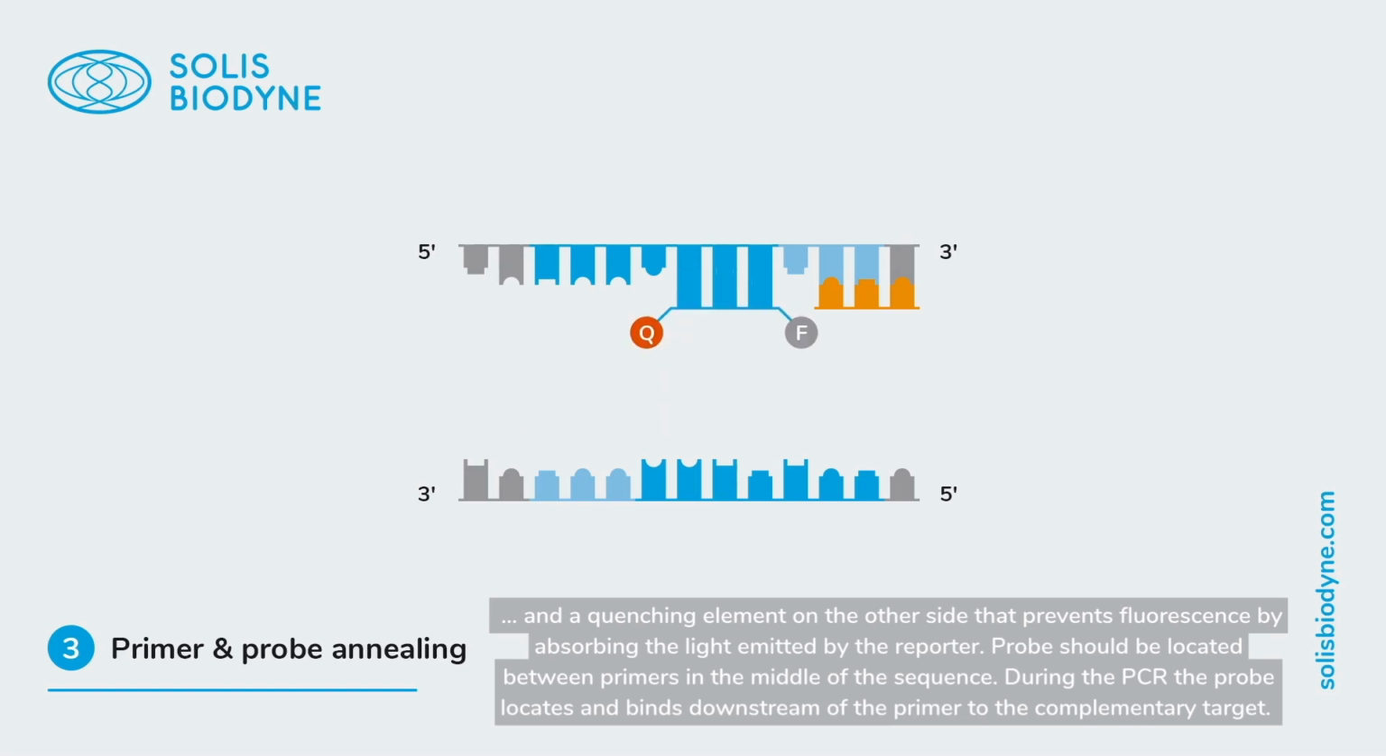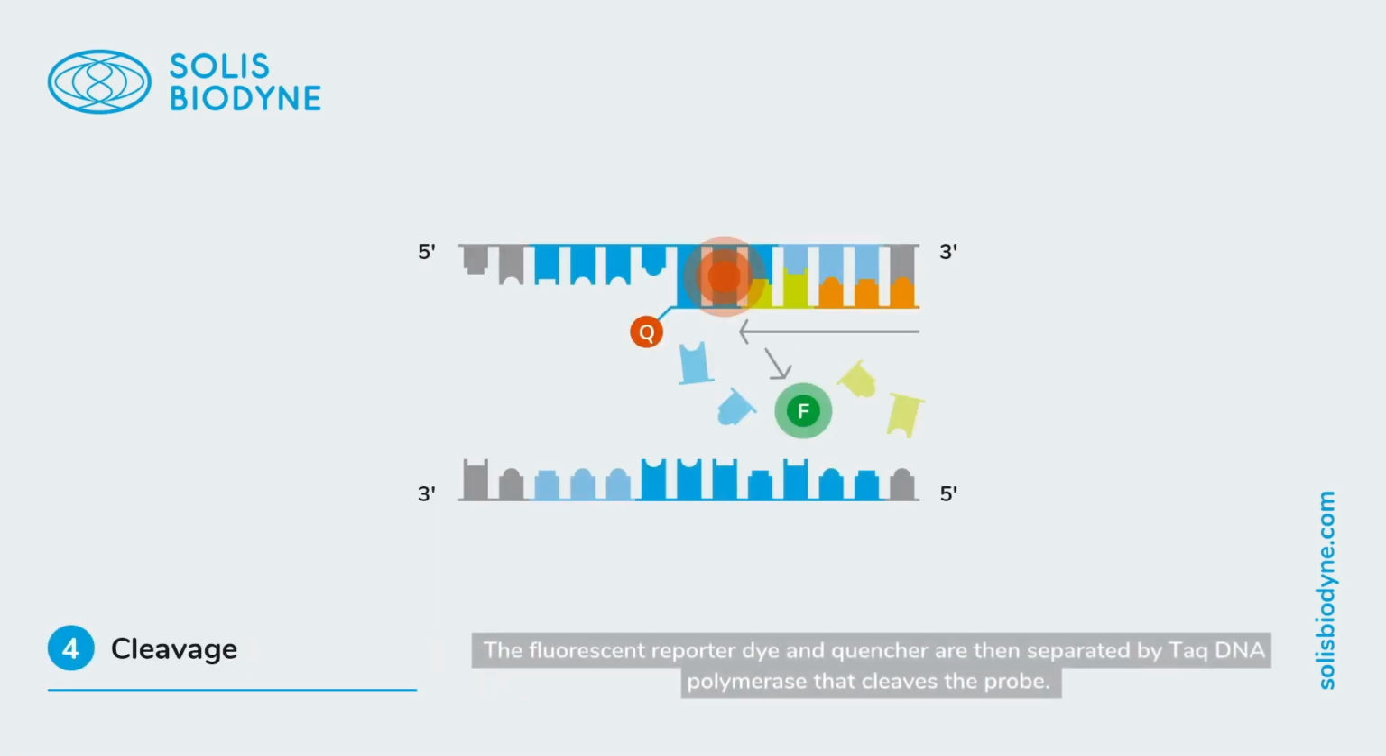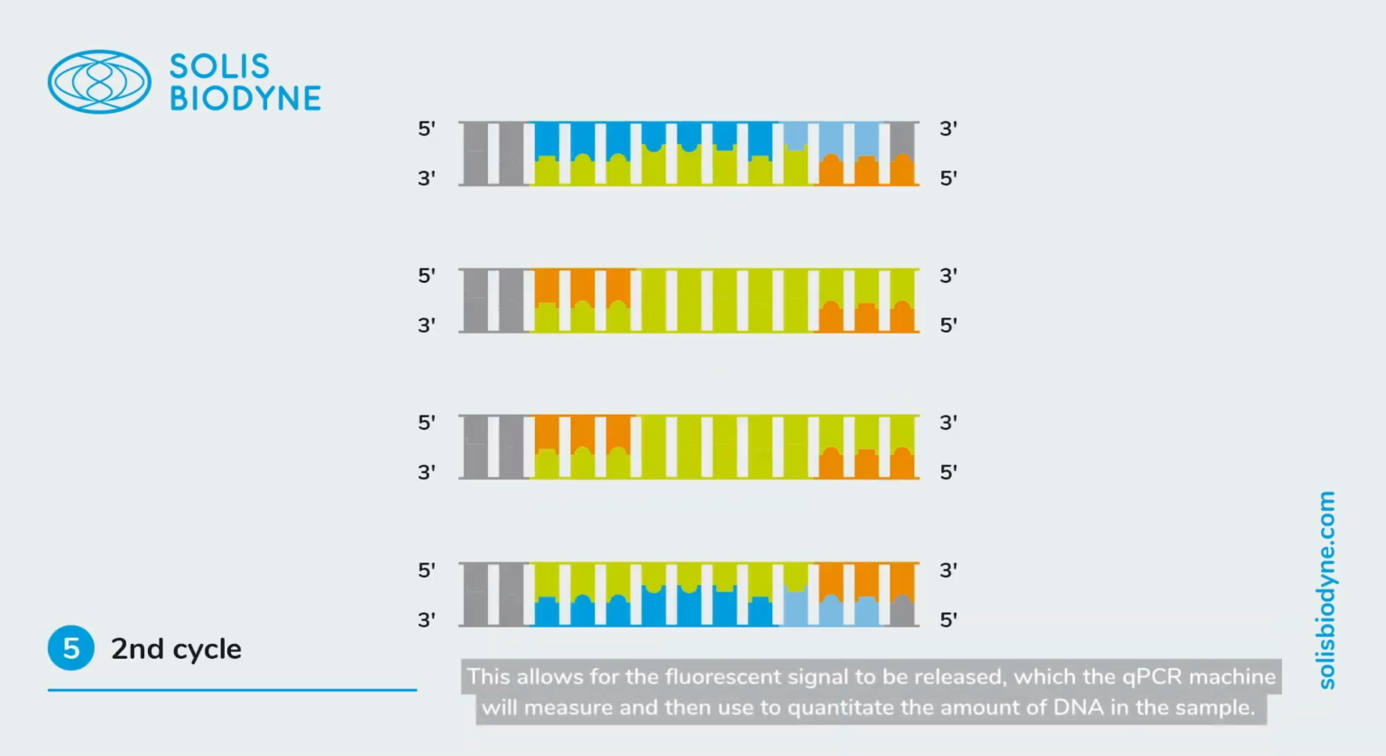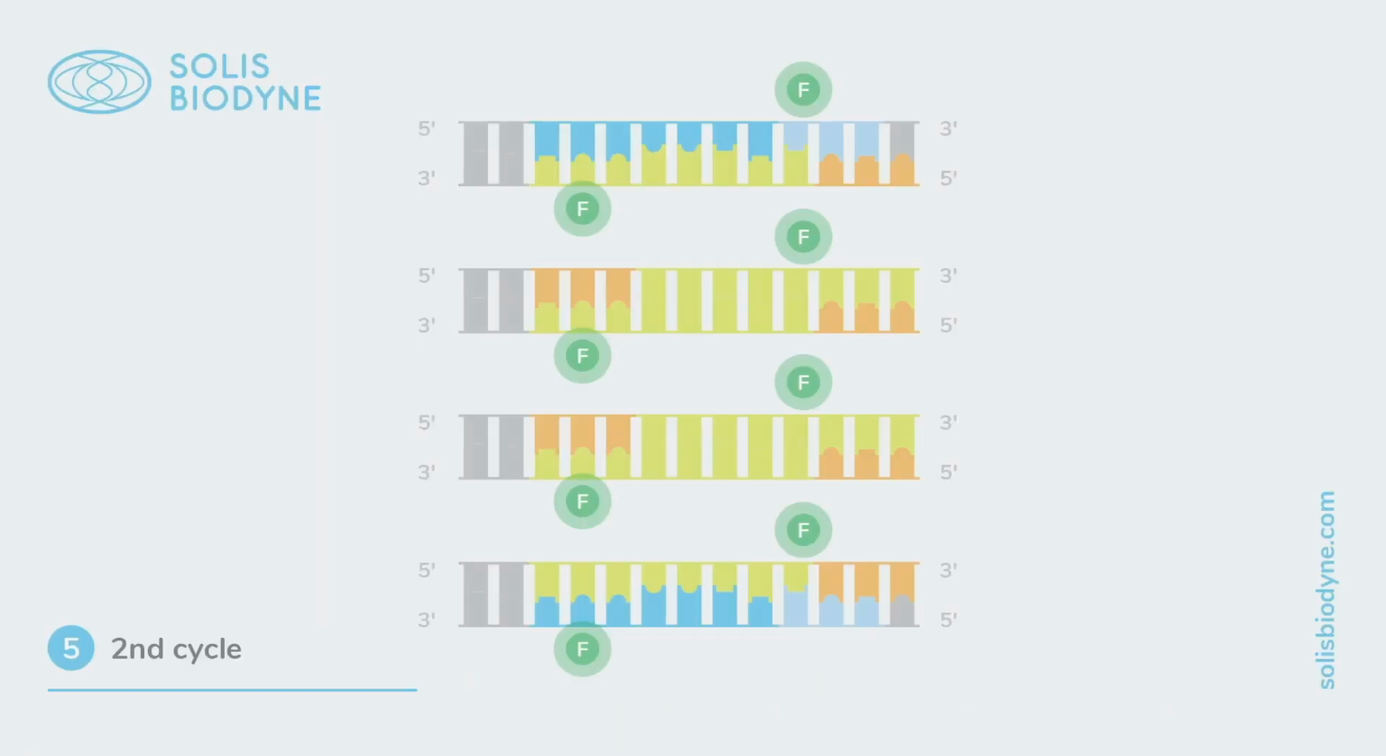During the PCR, the probe locates and binds downstream of the primer to the complementary target. The fluorescent reporter dye and quencher are then separated by Taq DNA polymerase that cleaves the probe. This allows for the fluorescent signal to be released, which the qPCR machine will measure and then use to quantitate the amount of DNA in the sample.